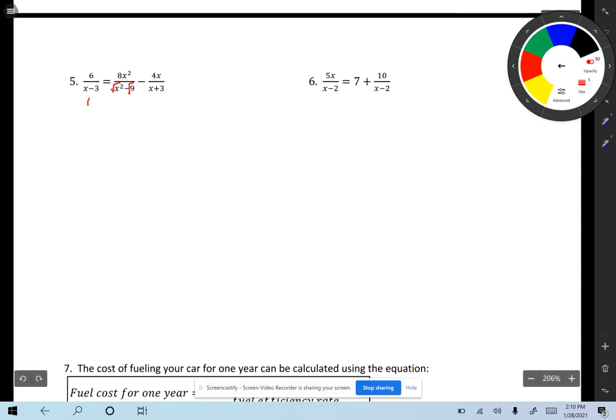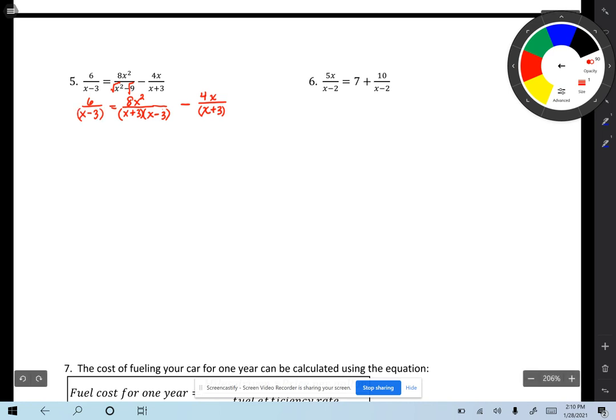So I have 6 over x minus 3 equals 8x squared over, factor that, and you have x plus 3 and x minus 3, minus 4x over x plus 3. You could put that in parentheses if it helps you. I mean, it's more than one thing. You could do that for all of these.